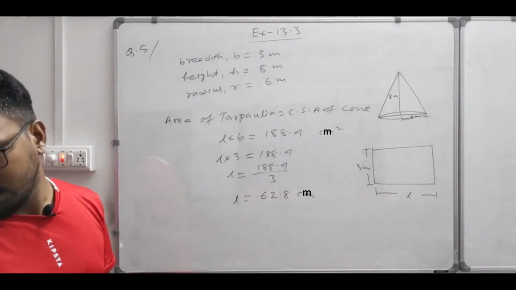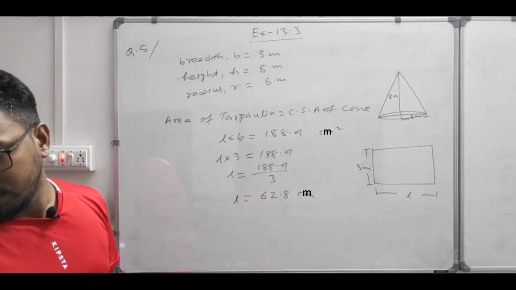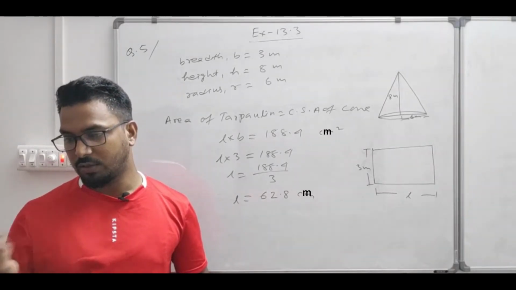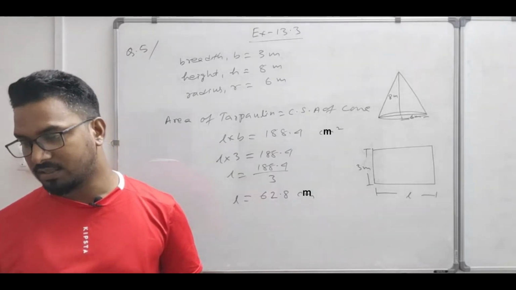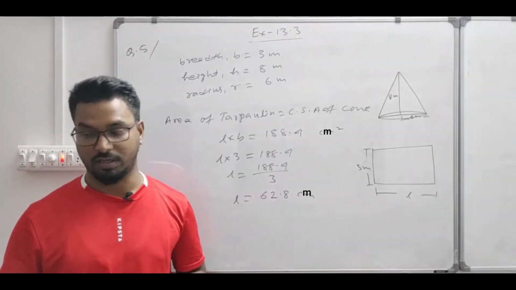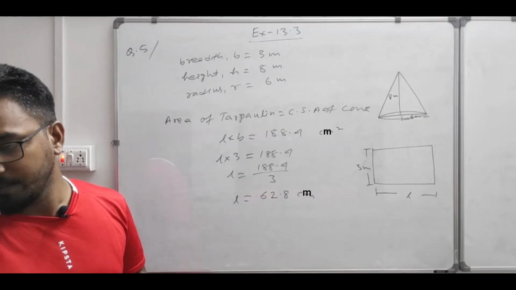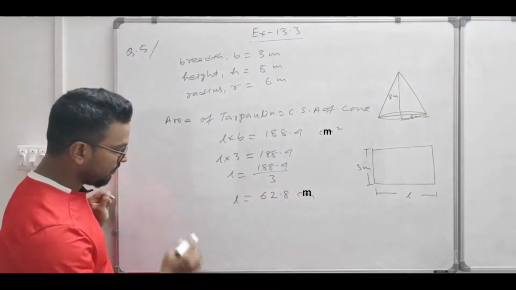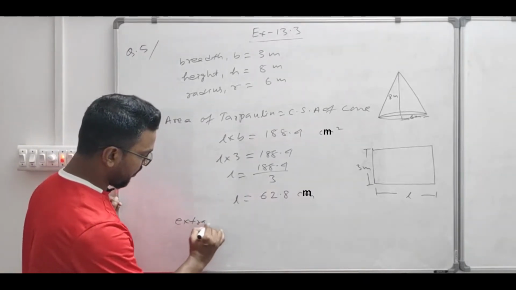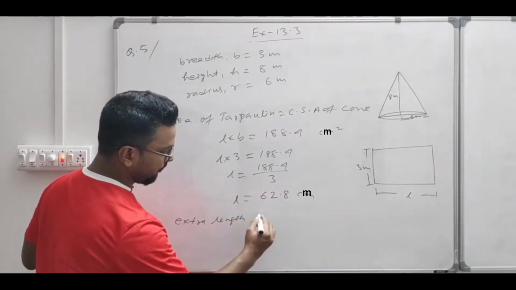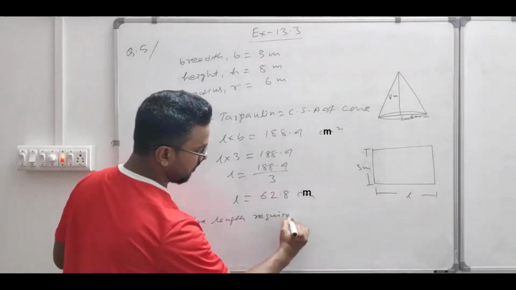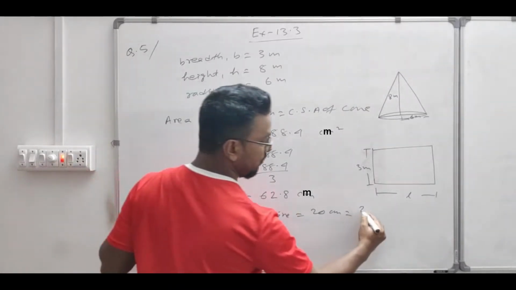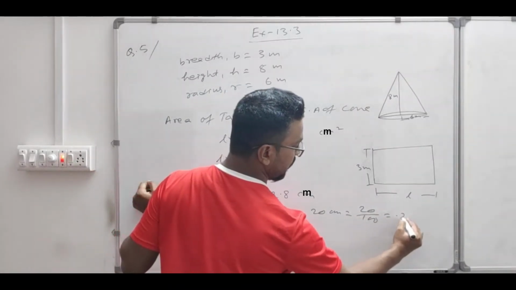Now here it is mentioned that assume that the extra length of material that will be required for stitching the margin and waste in cutting is approximately 20 centimeter. Okay, so what we will do here? We have to add that extra wastage part. So here you can write extra length required is 20 centimeter. 20 centimeter you have to change into meter. So 20 divided by 100, it will become 0.20.